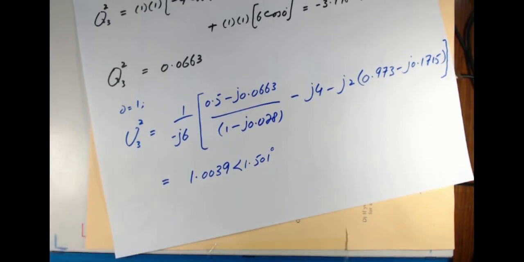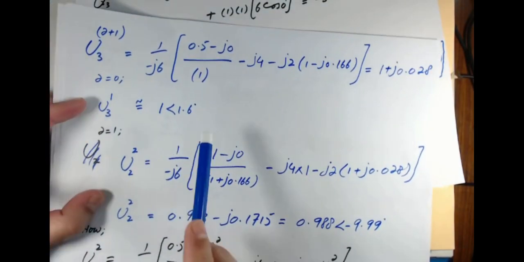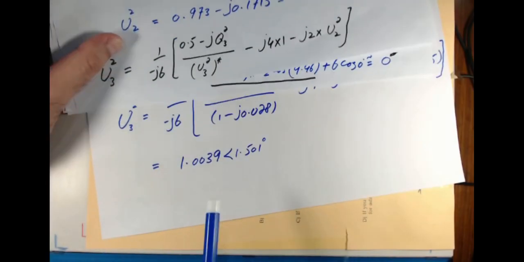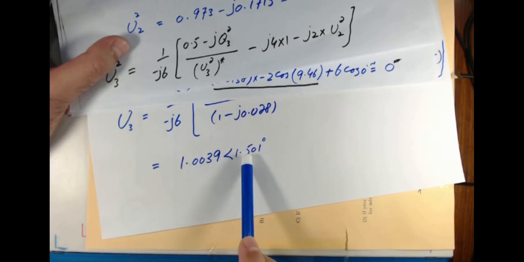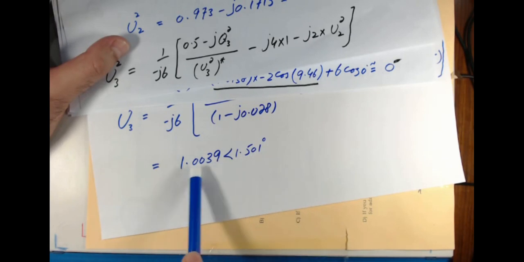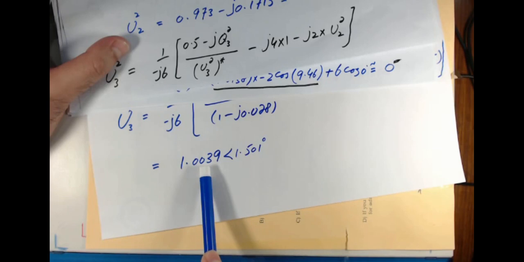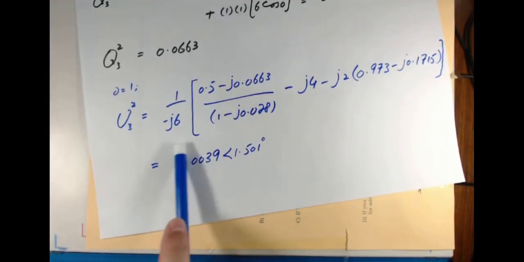Now one thing which is important here is to know that at the first iteration we get the voltage magnitude which was 1 and the angle is 1.6. After the second iteration we determine it, the voltage magnitude is 1.0039 and the angle 1.501. Now while knowing that the voltage magnitude given at the voltage control bus is 1, we need to correct this value because the voltage should not exceed 1.